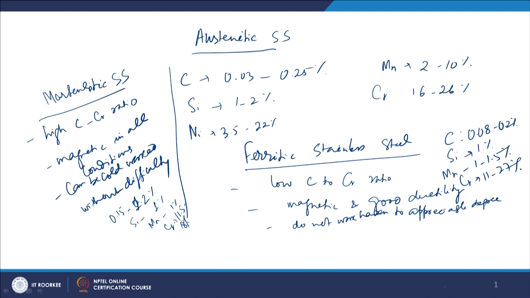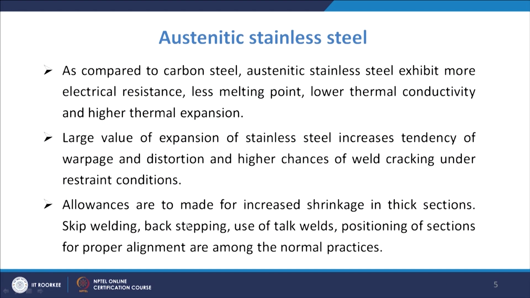If you come to this slide, now we are coming to the austenitic stainless steel. As compared to carbon steel, austenitic stainless steel has more electrical resistance.